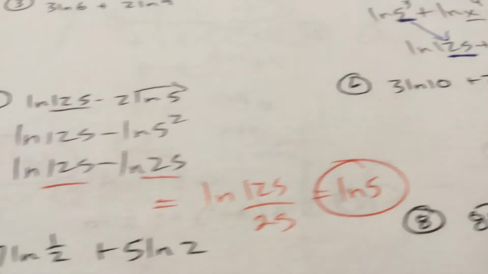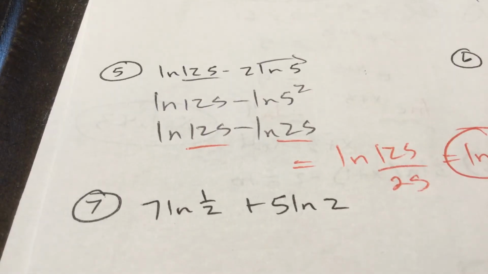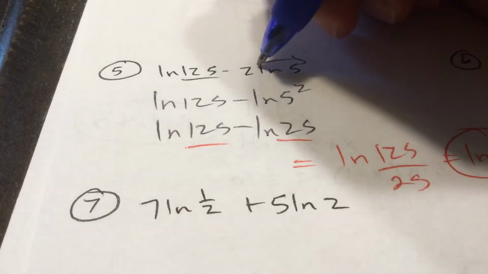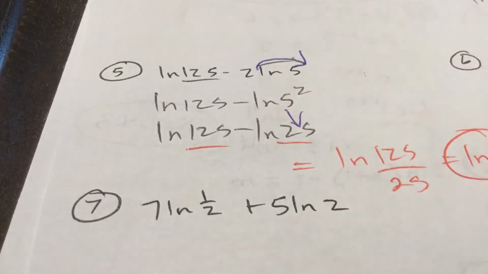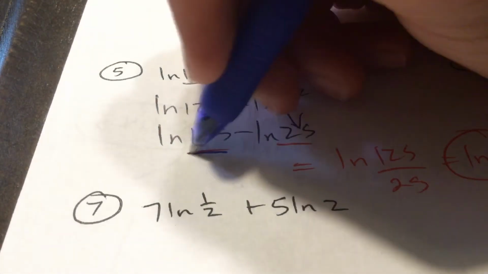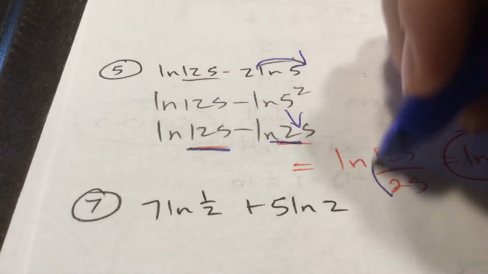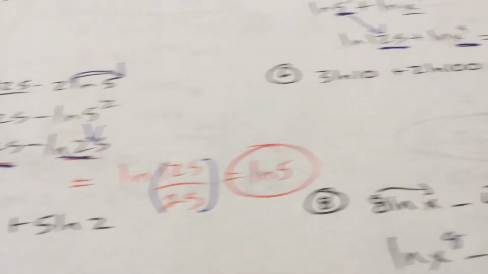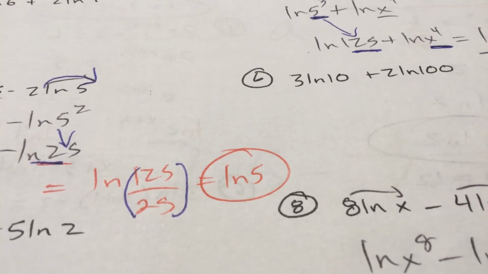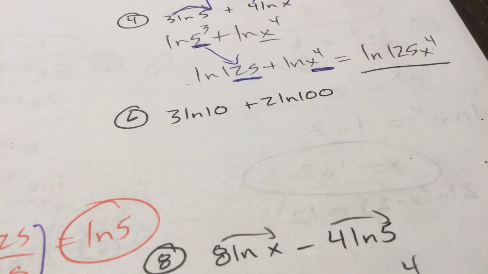All right. Natural log of 125, it's already done. Bring that exponent up. That's 5 squared. What is 5 squared? It's 25. In the log world, subtraction means division. It's going to be natural log of 125 divided by 25, which is natural log of 5. You guys can do 6. 6 is just like 1, which is just like 3.